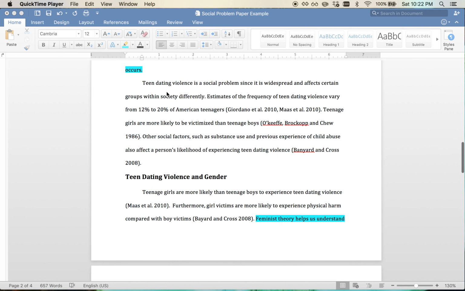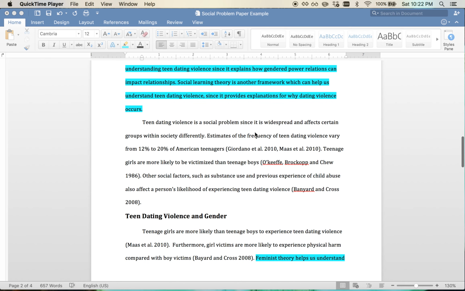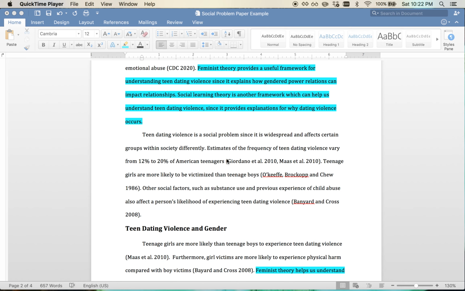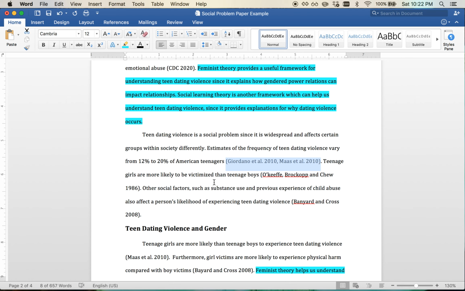The next paragraph is some background information on teen dating violence. And I want you to notice that I include in my first paragraph and in every paragraph in-text citations. So when I state a fact, such as estimates of the frequency of teen dating violence vary from 12% to 20% of American teenagers, I provide in-text citations. These are just in-text references to the source where I found that information.